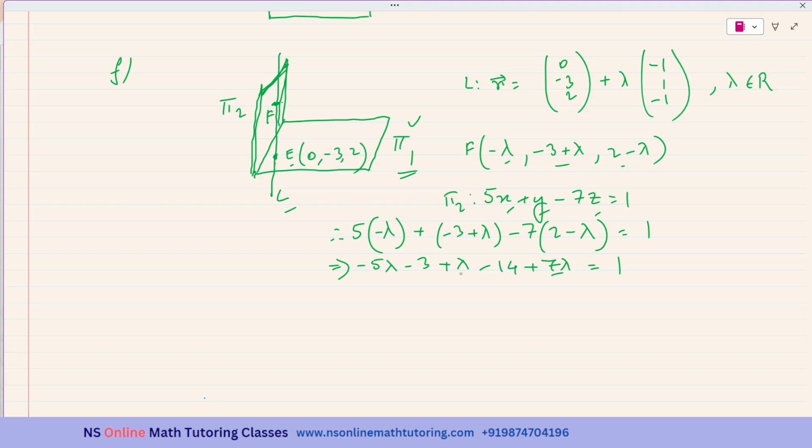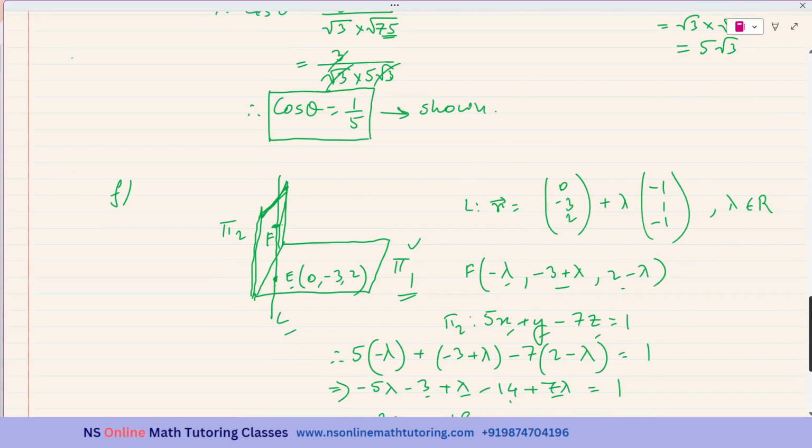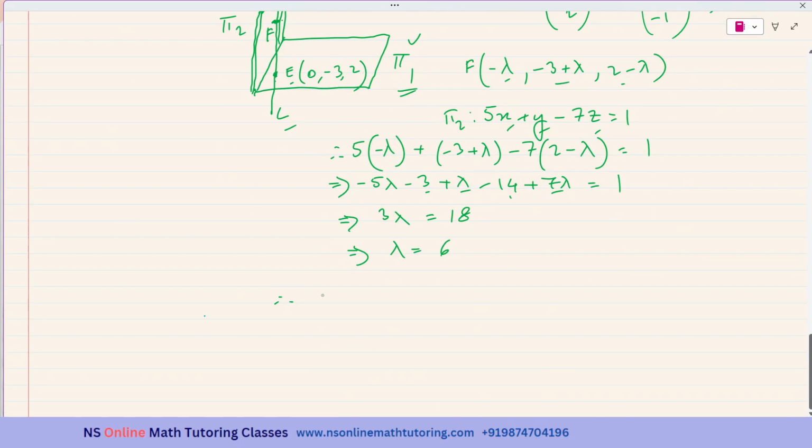So 7 lambda plus 1 lambda is 8 lambda, minus 5 lambda is 3 lambda. And this is minus 3, this is minus 14, so minus 17. If we add 17 to both the sides, we get 3 lambda equal to 18, or lambda equal to 6. So therefore, coordinates of point F will be minus lambda, it is minus 6, minus 3 plus 6 is 3, and 2 minus 6 is minus 4.